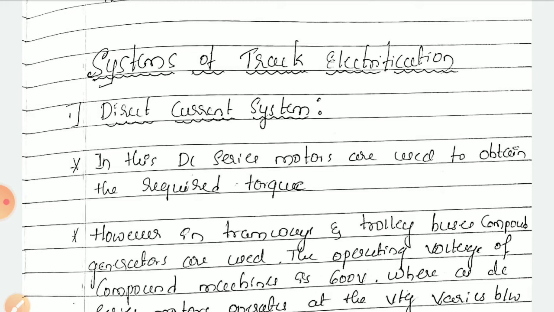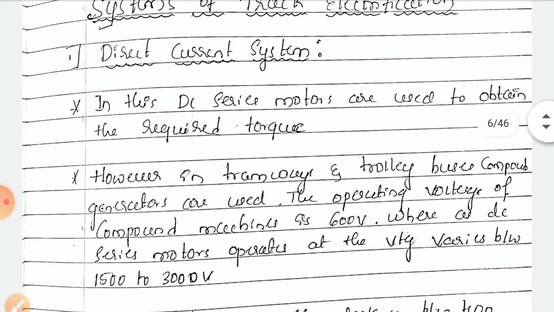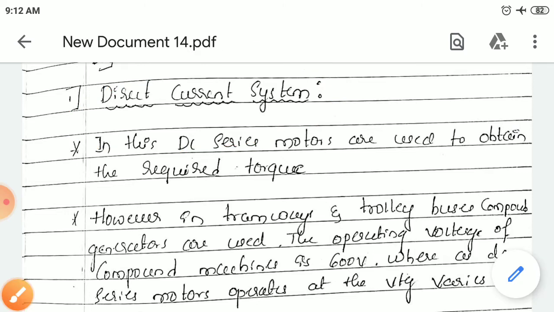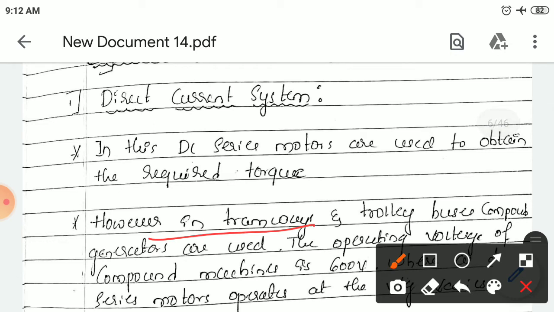So the first one is direct current systems, or DC systems. In this DC system, DC series motors are used to obtain the required torque. However, in tramways and trolley buses, compound generators are used.